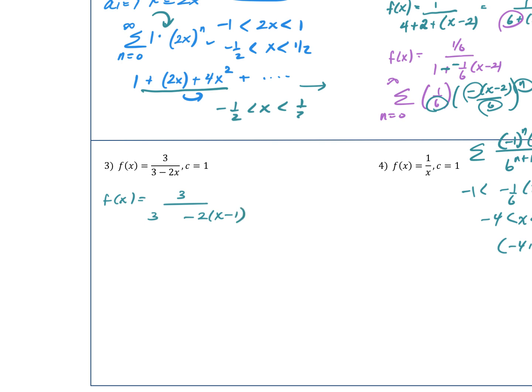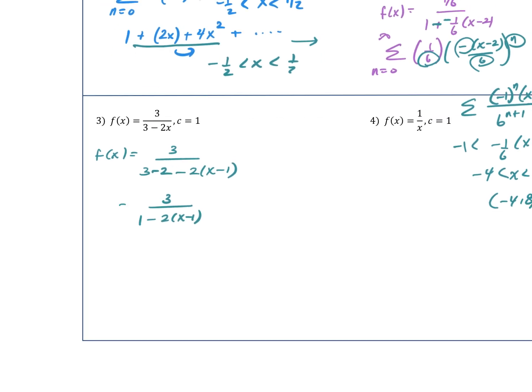So essentially, I just added 2, because it's negative 2 times negative 1. So I'm going to subtract 2. So 3 minus 2 and then minus. So we're going to get 3 over 1 minus 2, x minus 1, like that. All right, that should be enough there.